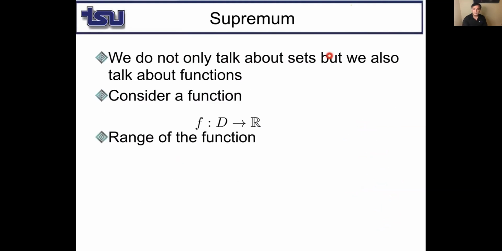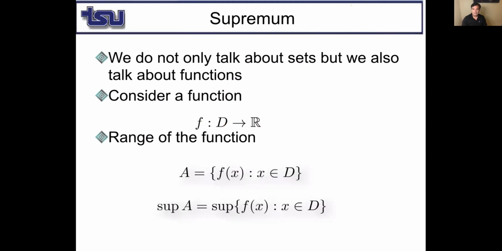Well, we do not only talk about sets, but we also talk about functions. Let's consider a function f from domain D to R. What does the range of a function mean? The range of the function is simply all values that this function will take in the domain D. So A is a set of the values of the function in the domain D. And then when we say sup A, we use the same definition that is used for sets.